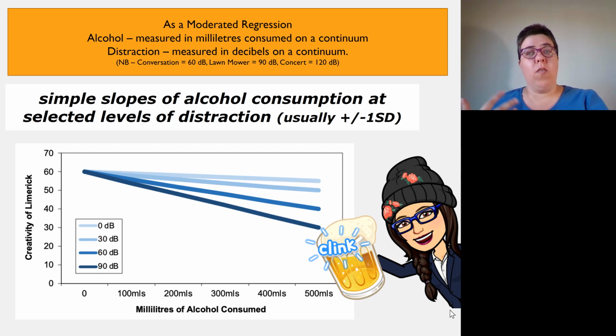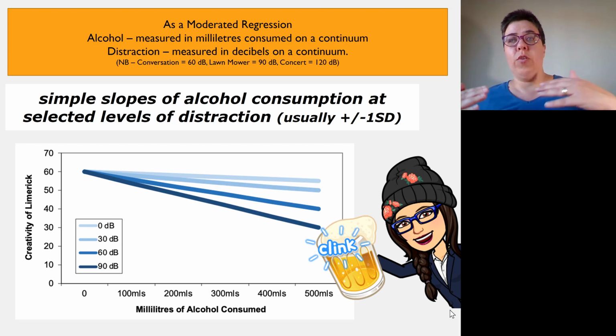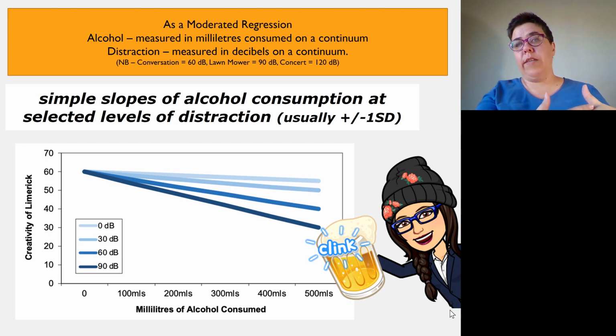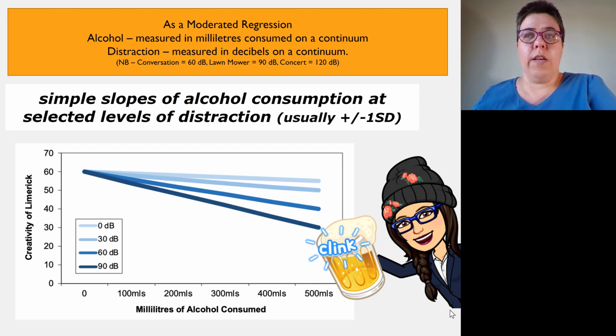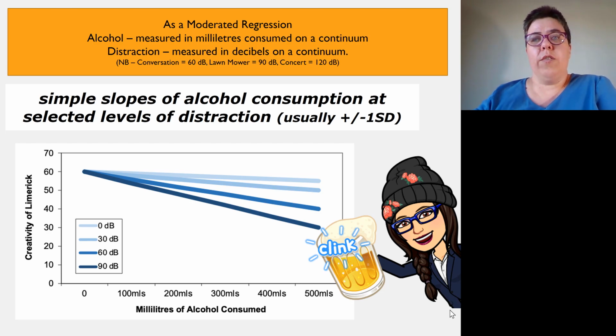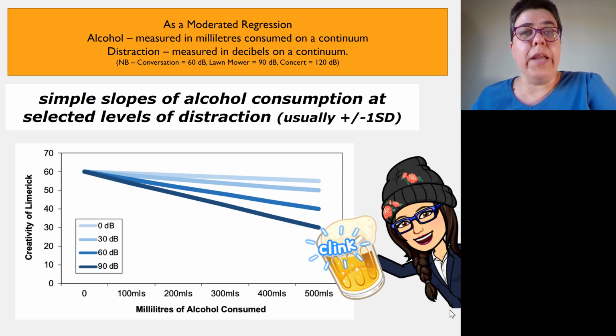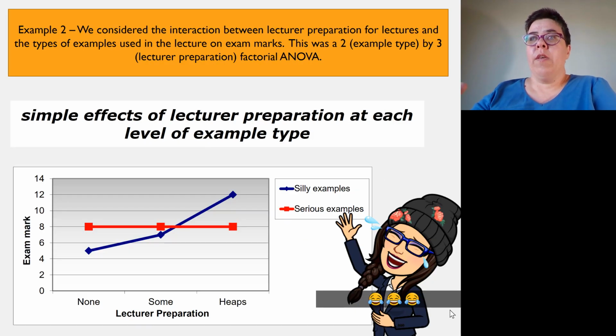And if we were going to look at all the possible simple slopes that we're showing here, we'd be showing the simple slope, the association between alcohol and creativity for each level of the distraction condition. In other words, on the distraction scale, 0, 30, 60, and 90. And of course, we could go on and on. We could have as many gradations as we wanted to of sound.